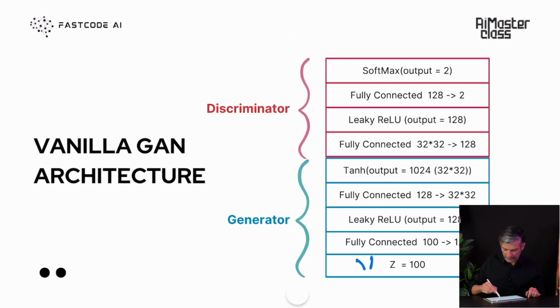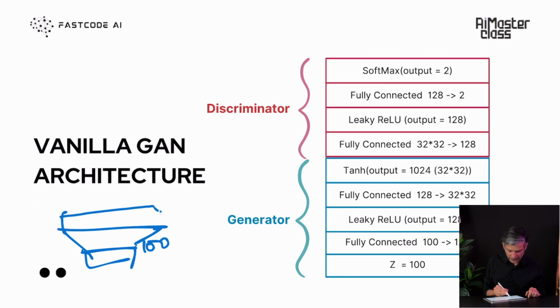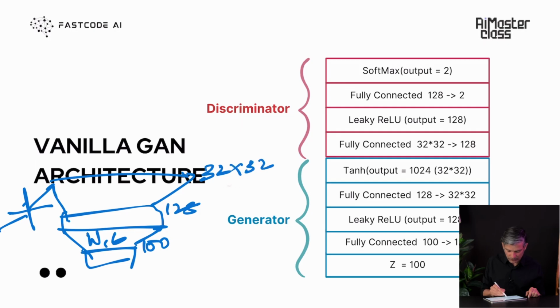So we started with our small Z vector, let's say 100. From 100 we went to 128 using a fully connected layer. On 128 we put a leaky ReLU, and then the output of the leaky ReLU we put into another fully connected layer, and from 128 we go much bigger, to 32 cross 32, which is 1024, because 32 is 2 to the power 5, so 2 to the power 10 is 1024. So 128 to 1024.